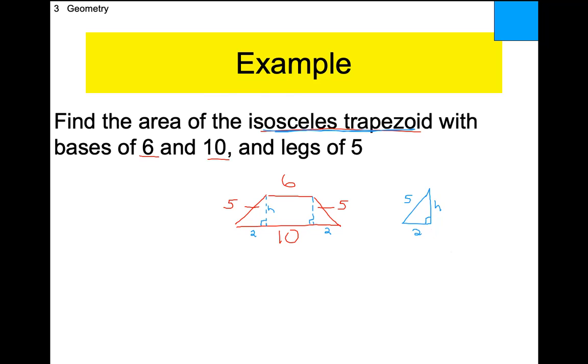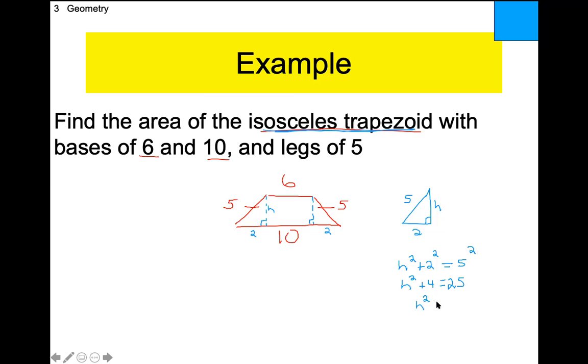The Pythagorean Theorem. There we go. So using the Pythagorean theorem, that would be h squared plus 2 squared, a squared plus b squared equals c squared. And most people would probably just skip a step and start working on it. So that would give me h squared plus 4 equals 25.